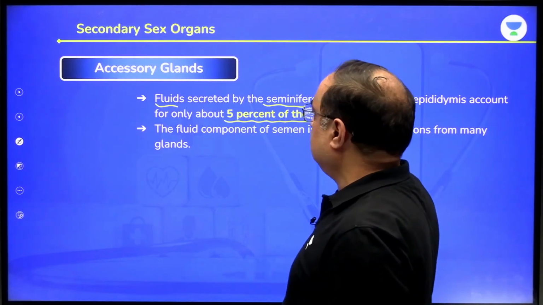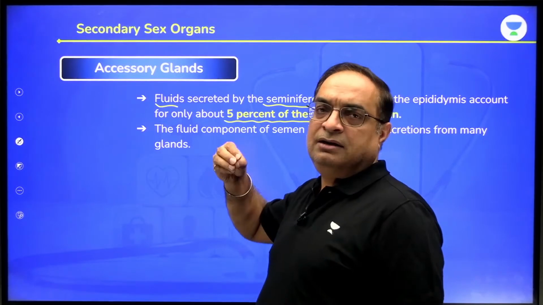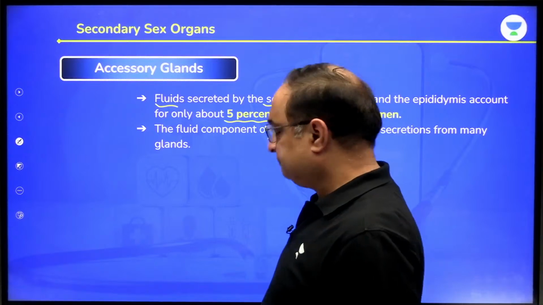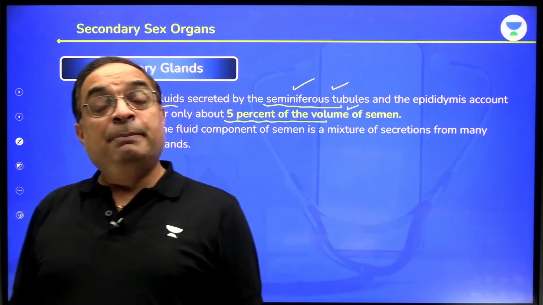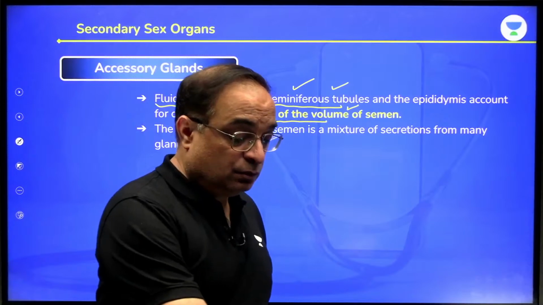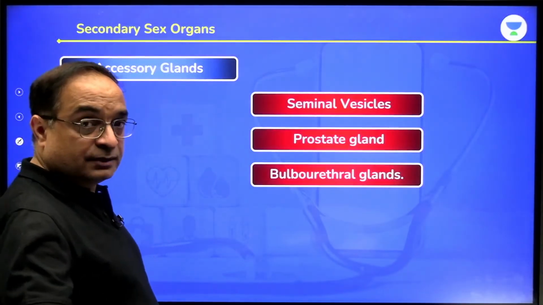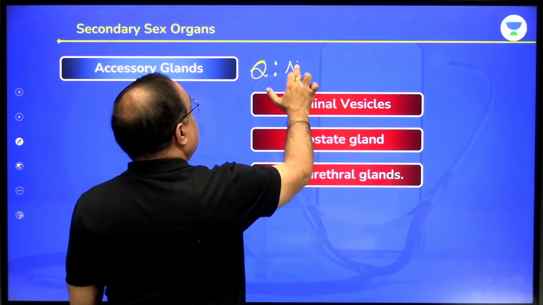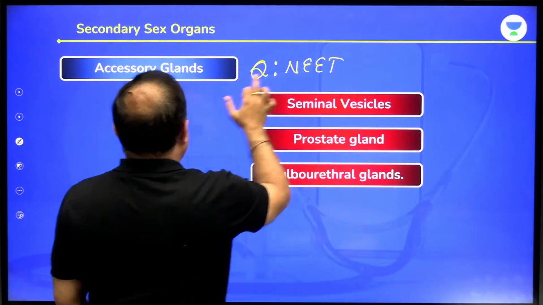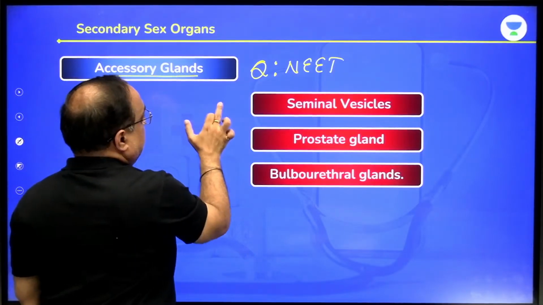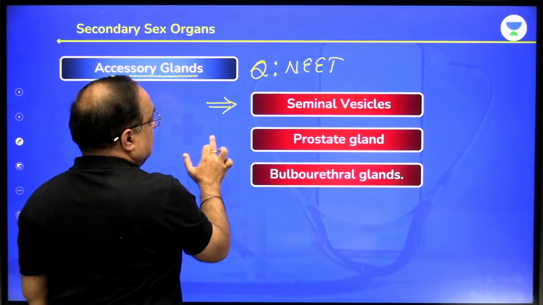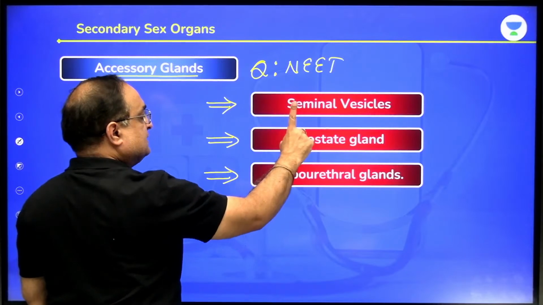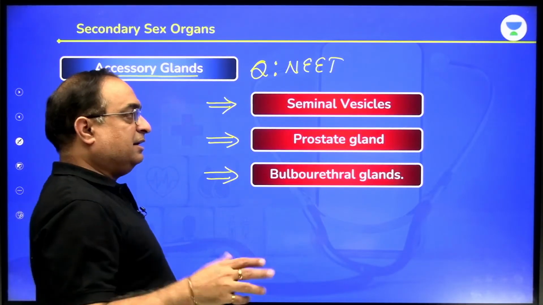5% of the semen is coming from seminiferous tubules and epididymis, right? Now, the remaining part is coming from where? The different glands. What are the different glands? Let's see. Okay, this can be framed as a question in NEET exam. Accessory glands of the male reproductive system. Seminal vesicles, paired, they are 2 in number. Prostate gland, that is one single. Bulbourethral glands, they are also paired.